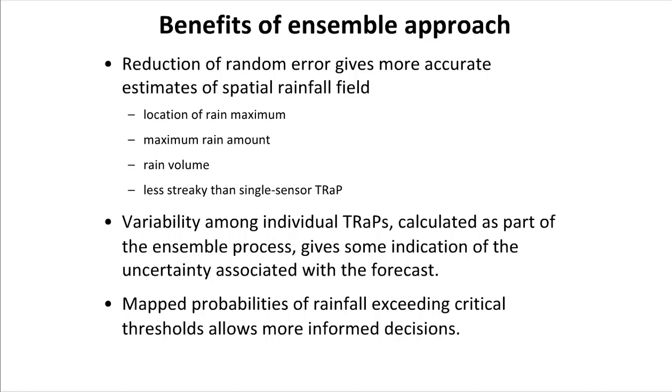The next benefit is that variability among individual TRAPs, calculated as part of the ensemble process, gives some indication of the uncertainty associated with the forecast. And the third benefit is that the mapped probabilities of rainfall exceeding critical thresholds allow more informed decisions.